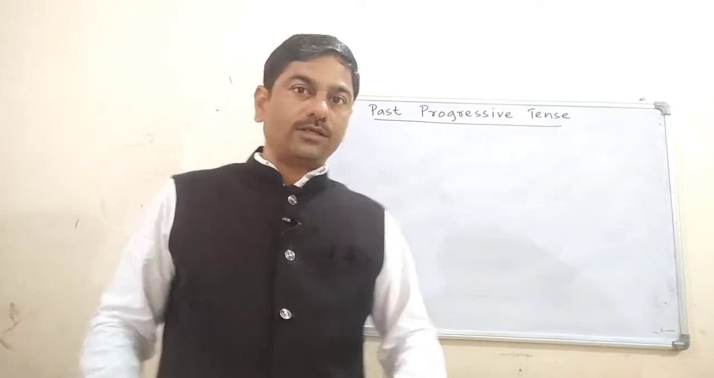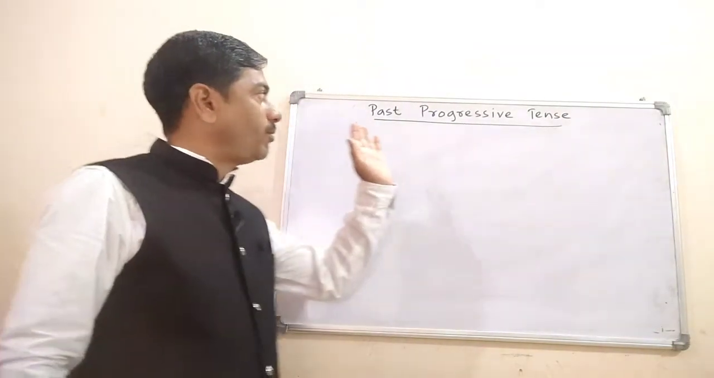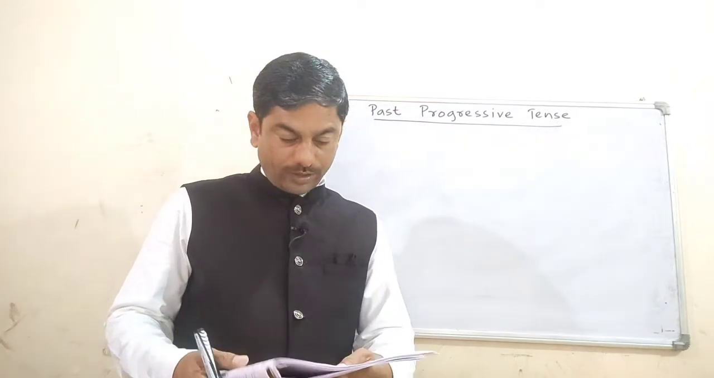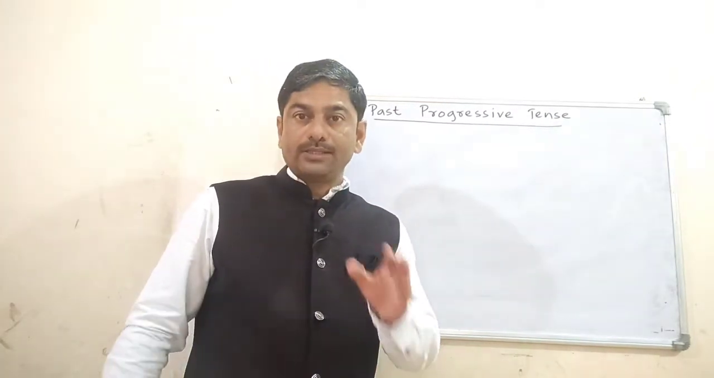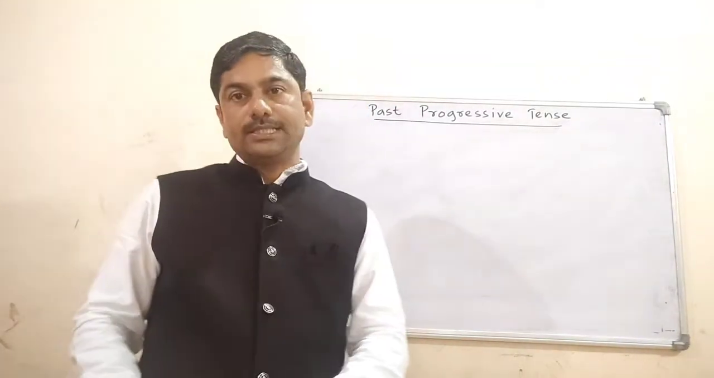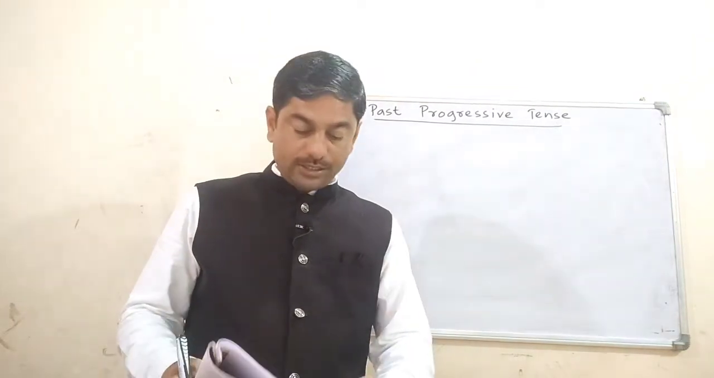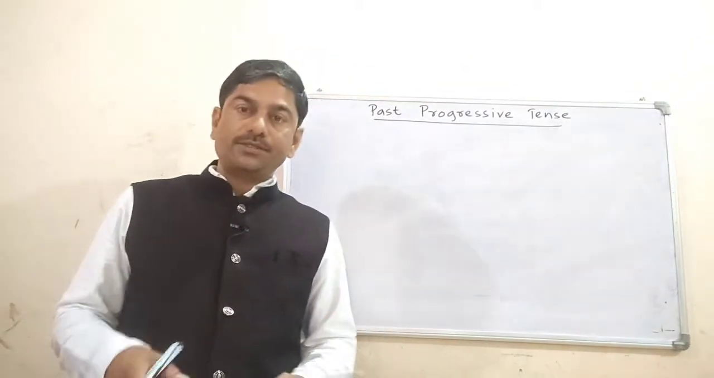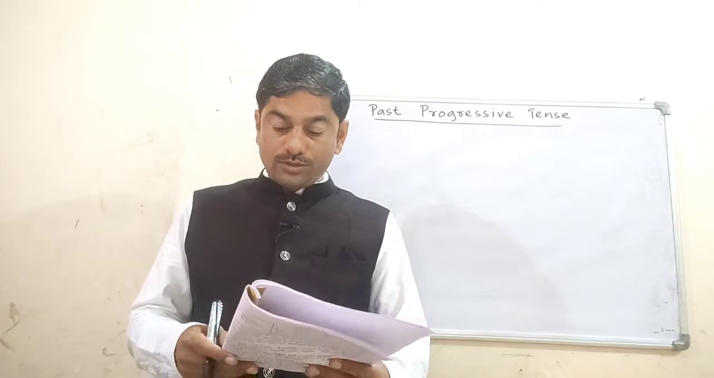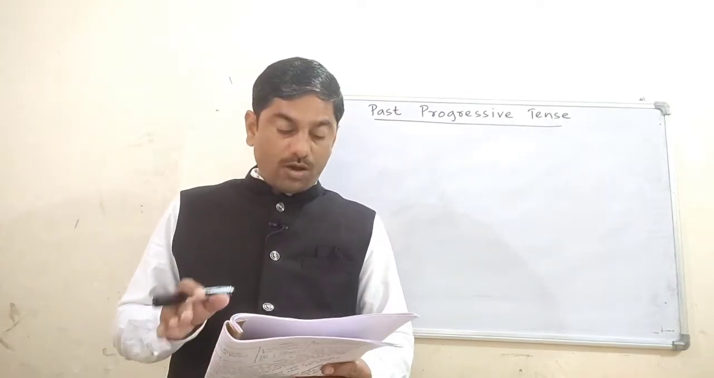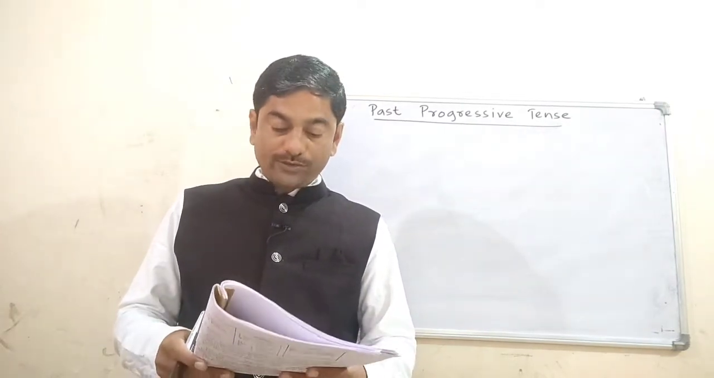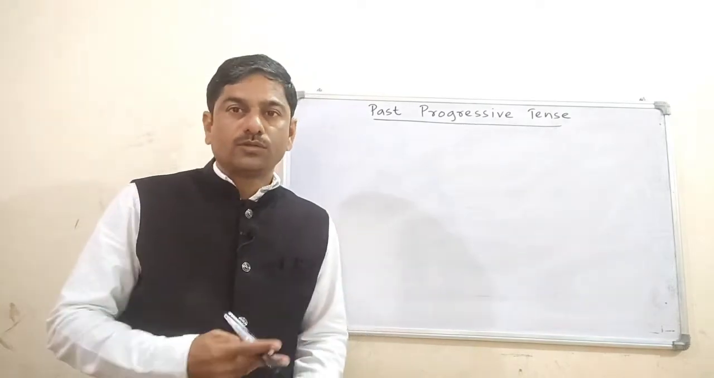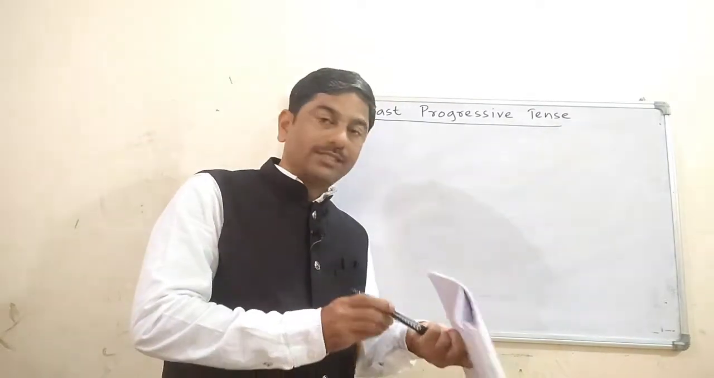Today we are going to speak about past progressive tense. Another name of past progressive tense is past continuous tense. This tense is used to describe an action which was going on or was in progress at a point of time in the past. So I will write here some examples.